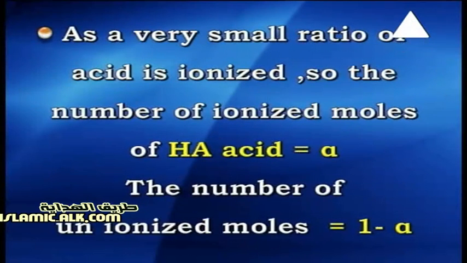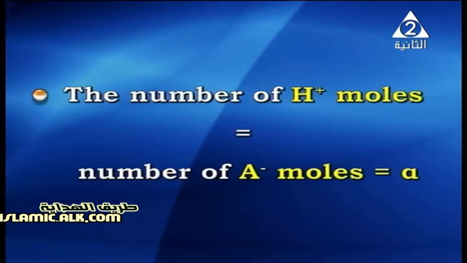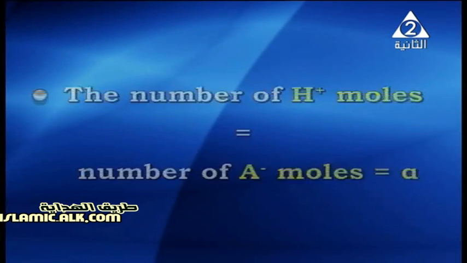My dear student, as a very small ratio of the acid is ionized, as the acid is weak, the number of ionized moles of HA equals alpha. So the number of unionized moles equals 1 minus alpha. So the number of H+ moles equals the number of A- moles, equal to alpha.